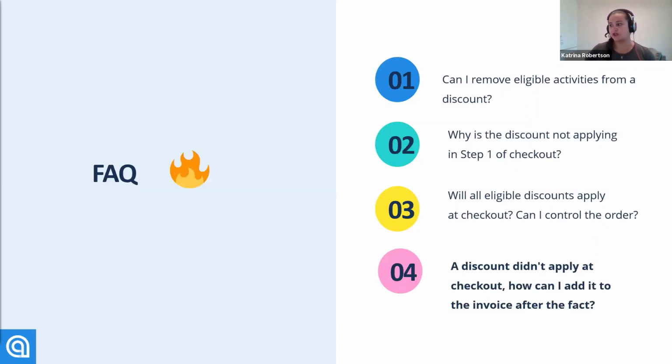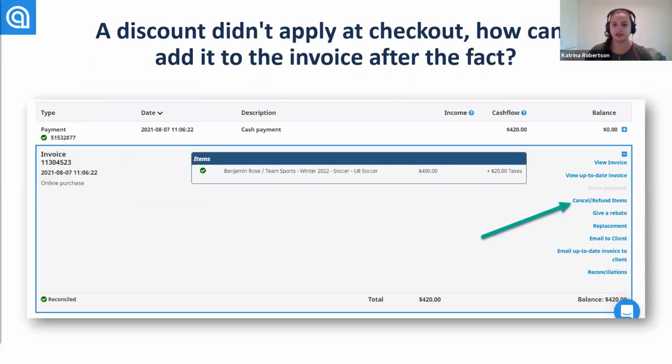And our fourth and final question is, a discount didn't apply at checkout. How can I add it to the invoice after the fact? So you have 2 options available if a discount wasn't applied during the checkout process. The first option would be to cancel the invoice by selecting cancel refund items. Then you credit in full and refund $0, and then use that credit on the account to repurchase the activity, making sure that the discount is in step 1 of the checkout the second time. And then once the transaction is completed, you can issue a refund for the difference.